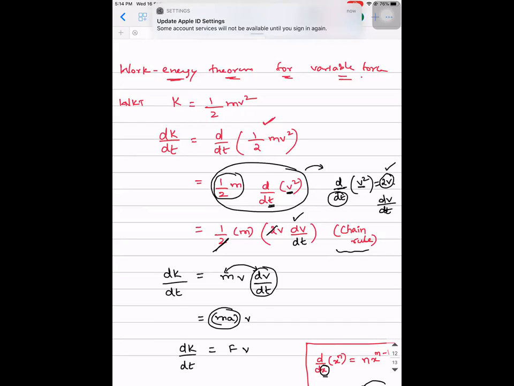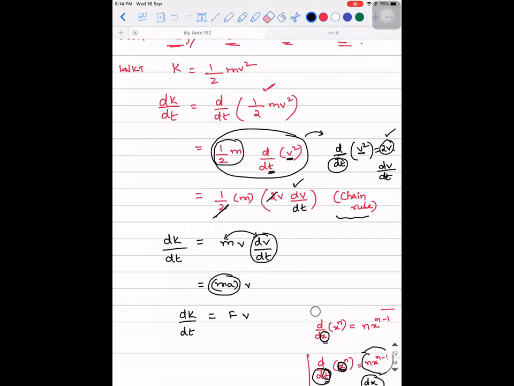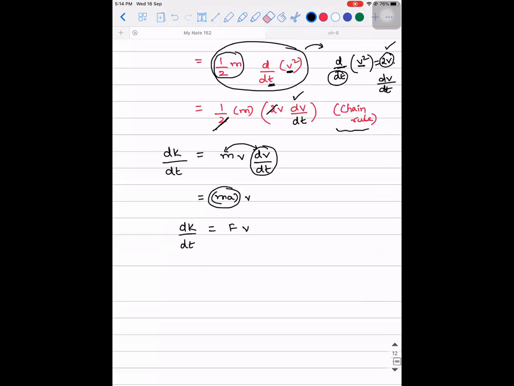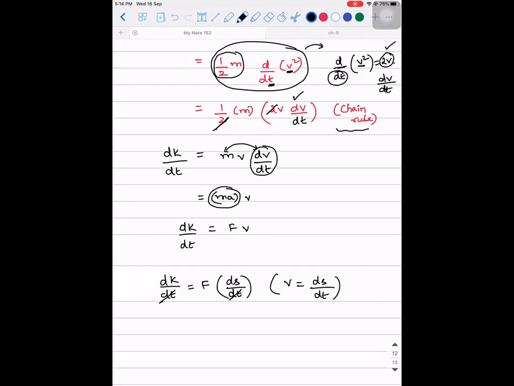So listen. dk by dt is equal to f into v. So dk by dt we can write as f into, what can I write velocity as? Velocity is ds divided by dt. Right? Now this dt and dt will get cancelled because we know that velocity is equal to ds by dt. So what is left? dk is equal to f ds.